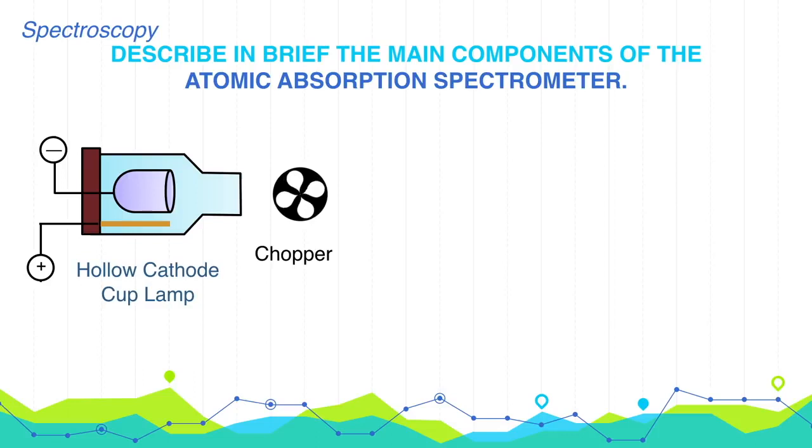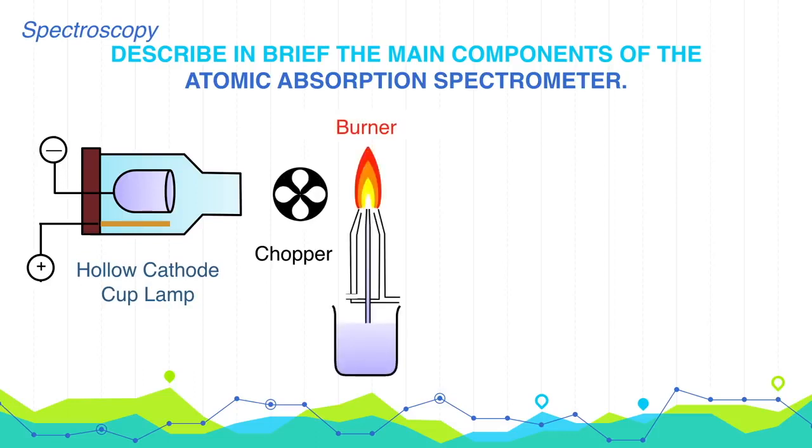Next comes burner. The flame is produced by burning the fuel with the oxidizer, and the sample is burnt. Burners used are of two types. One is total consumption burner and second is pre-mix burner. To know more about these burners, please watch my previous video. The link is given in the description.